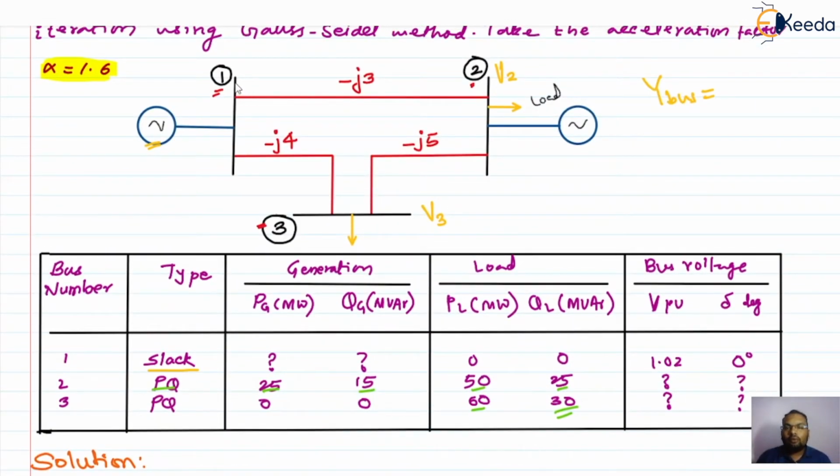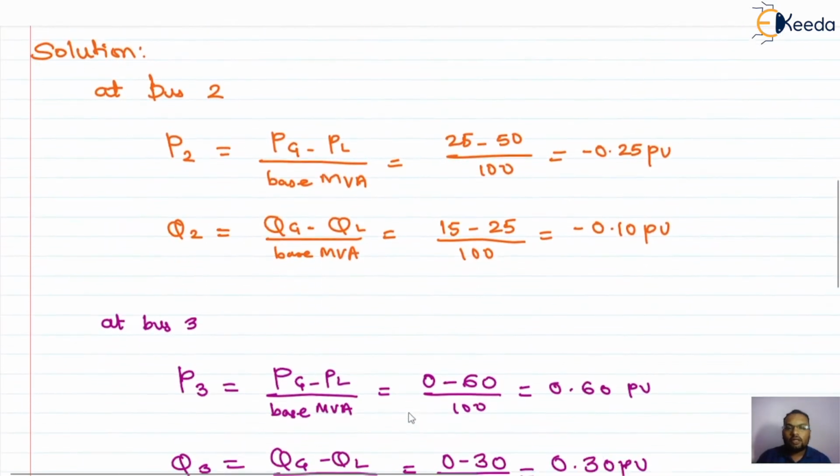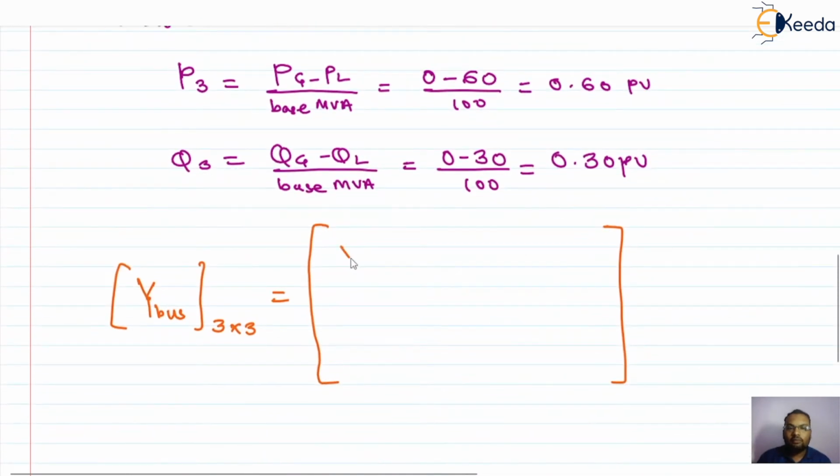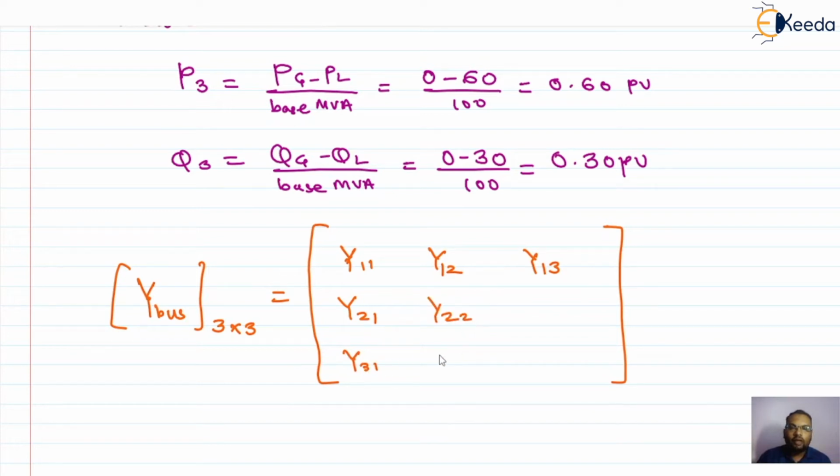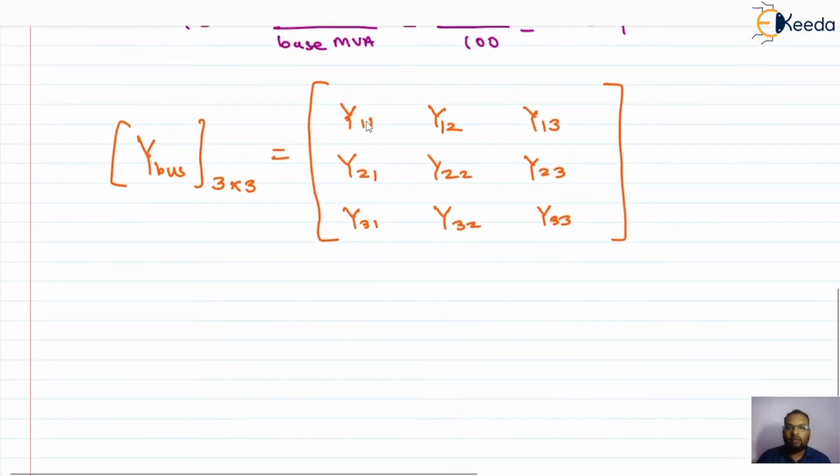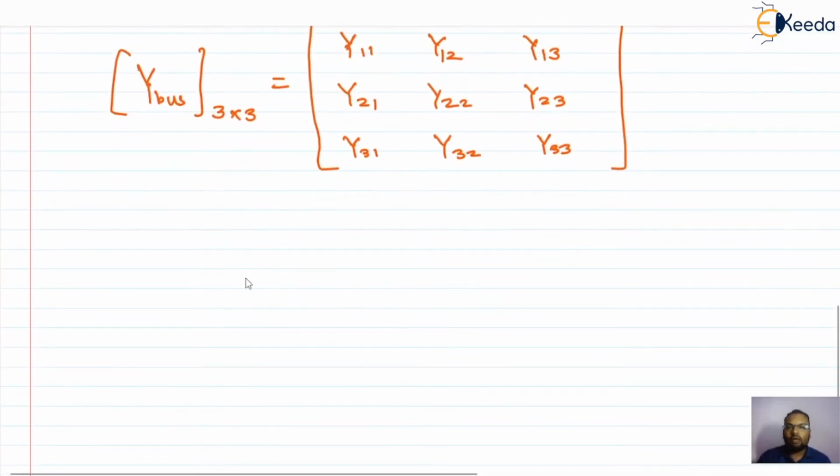Now to find the first element, that is Y11. First let us write which elements we have to find: Y11, Y12, Y13, then Y21, Y31, Y22, Y23, then Y32, Y33. Now we will do this one by one. Directly we will write it in the matrix.